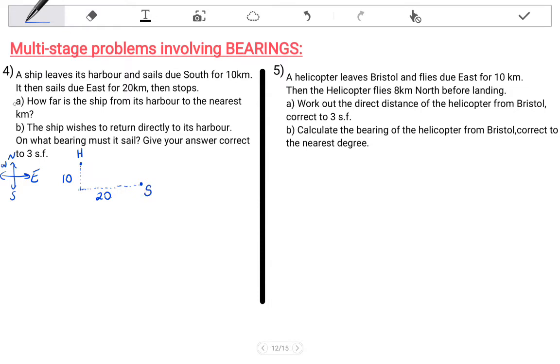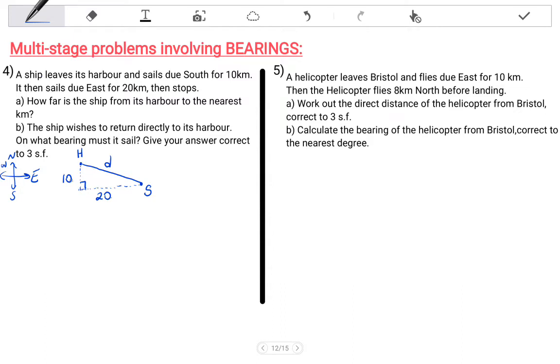Then in part A, how far is the ship from its harbor to the nearest kilometer is the question. So the direct distance between H and S is wanted in part A. So it is a right angle triangle, because the movement from south towards east has 90 degrees in between. So how can I get this distance? This is a basic right angle triangle.